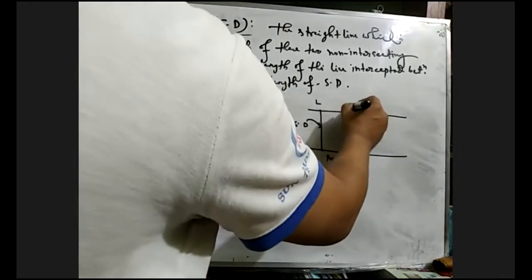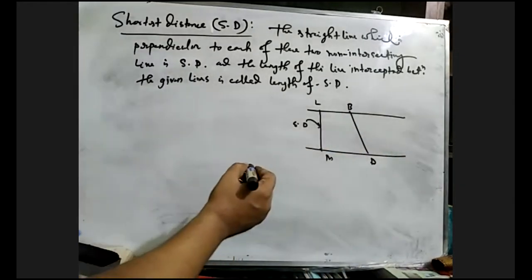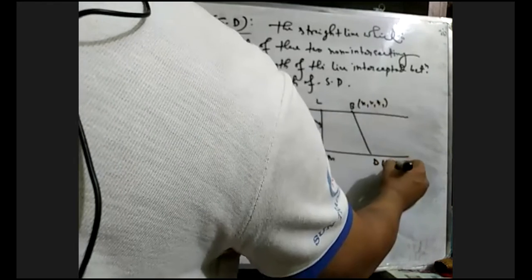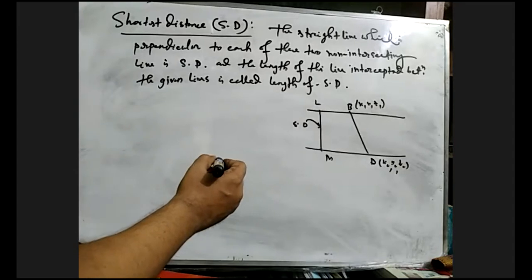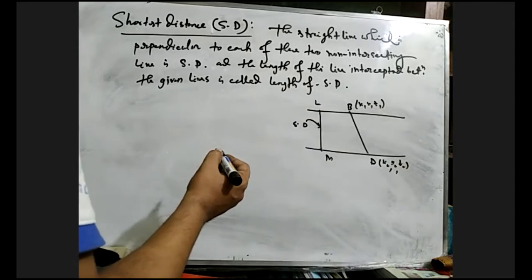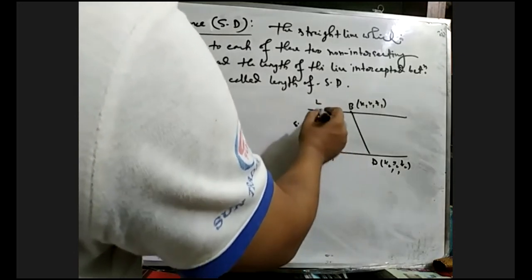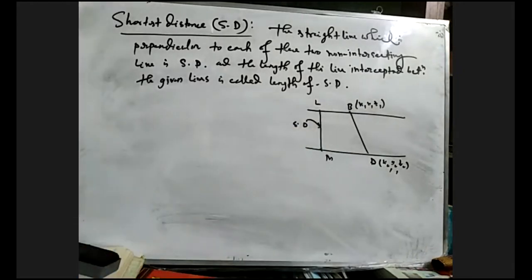Suppose B is another point here and D is another point, like this. This is x1 y1 z1 and this is x2 y2 z2. You must know that this is perpendicular to each other. This means this is the shortest distance, not this. So LM is actually the shortest distance here.